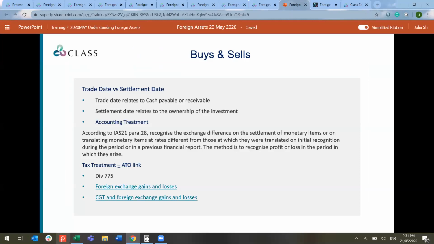However, for tax purposes, generally it will be taxable according to Division 775. Sometimes there will be an exemption to it, and this depends on the scenario, what happens to this particular acquisition or disposal. You need to refer to the ATO website for a little bit more information. I've put the ATO website's link here for you to have a further read later when you come across such situations.